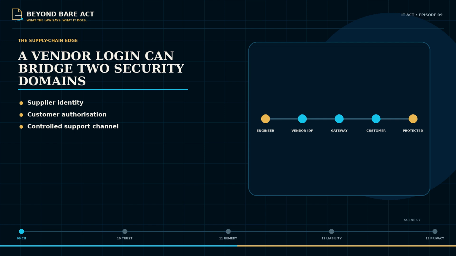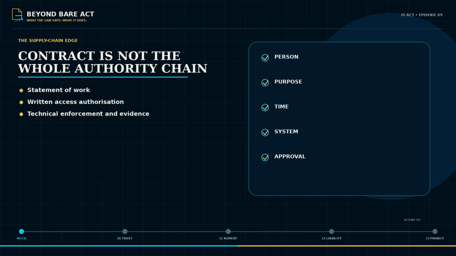A broad contract to provide maintenance does not necessarily mean that every employee is an authorized person under Section 70. A valid written authorization does not justify using a colleague's credentials. A successful login does not prove that the activity stayed within the approved purpose. Good design makes the lawful route the easy route: individual accounts, multi-factor authentication, just-in-time privilege, session recording where appropriate, command logging, approved source devices, rapid revocation, and an emergency process that is both usable and reviewable.